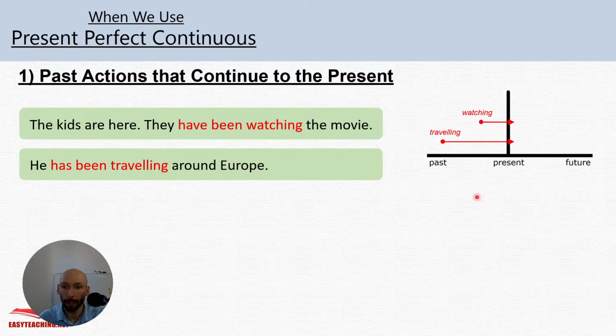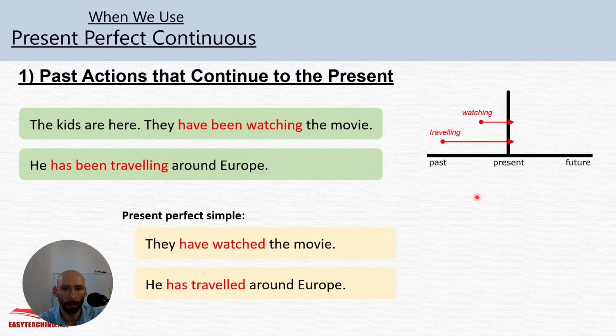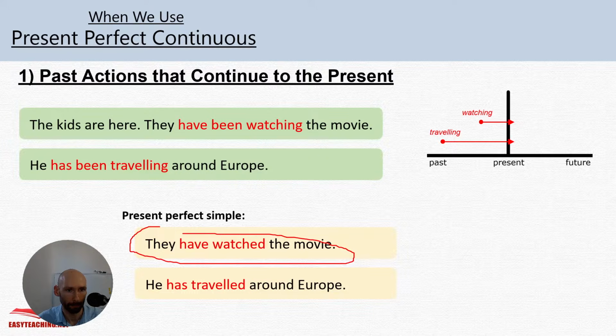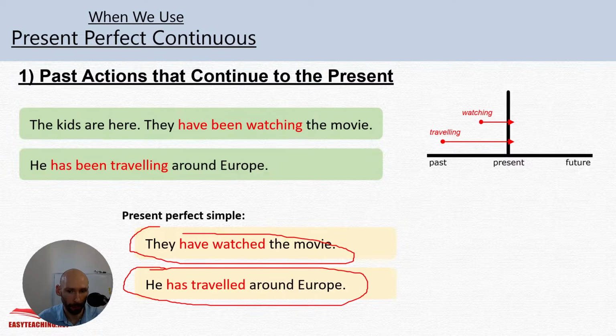Let's imagine that these sentences were written in present perfect simple. So instead of saying "they have been watching the movie," let's imagine it is "they have watched the movie." Instead of "he has been traveling around Europe," let's imagine it's "he has traveled around Europe." What's the difference between these sentences? Would anybody like to have a go?